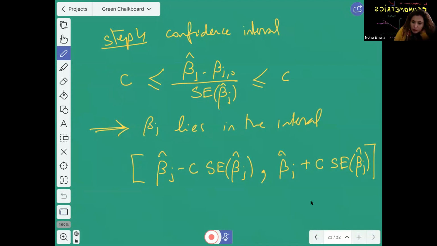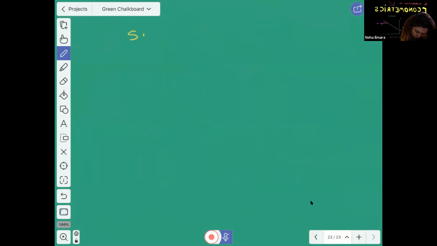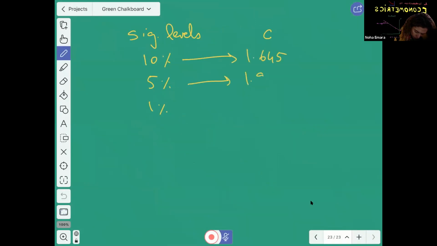And the critical value would be whatever significance level you want to use, whether it's 5%. As you know, we have multiple critical values, so it all depends on your significance level, and you can get a critical value. If my significance level is 10%, 5% or 1%, then you can have your critical value, right? You can find it from your Z table.